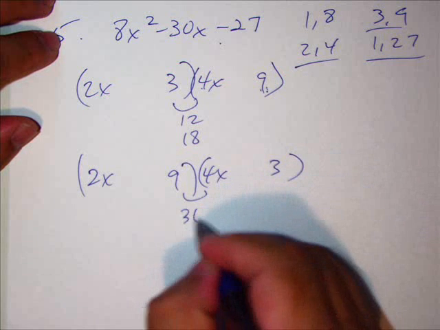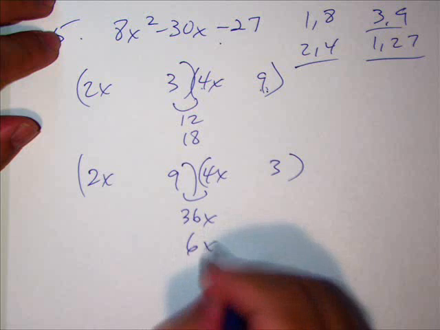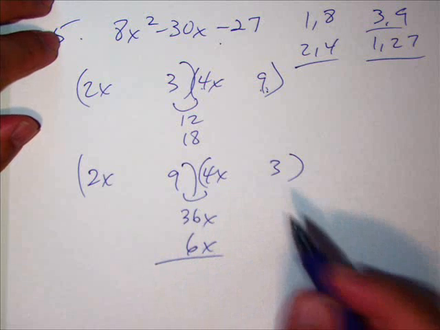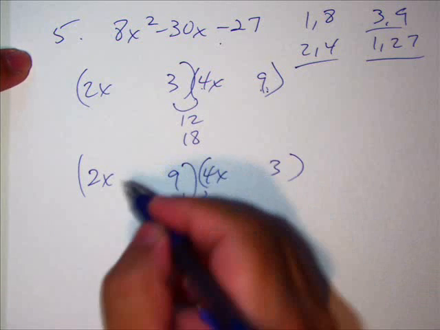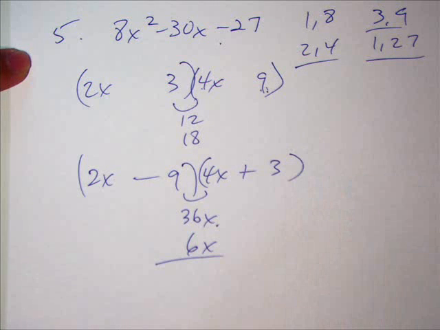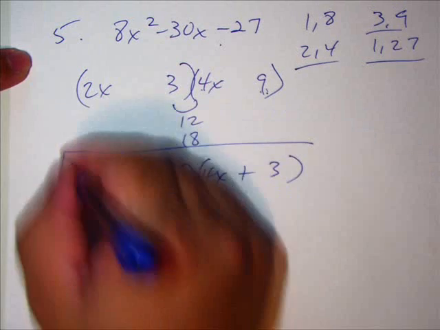So 9 times 4 is 36. 3 times 2 is 6. Aha! Subtract makes 30. So we want the 36x to be negative. So that means we want the 9 to be negative and the 3 to be positive. There we go. That's the factor form.